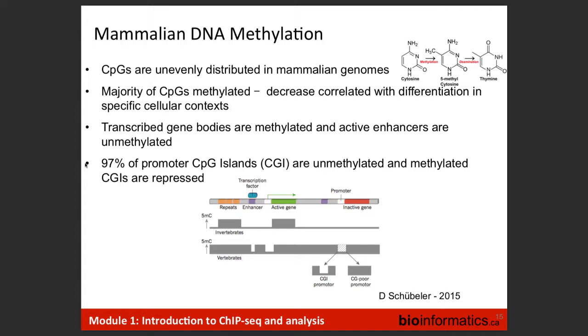And so the concept is that these CpG islands, these so-called dense or CpG-rich regions, are actually remnants of the ancestral genome that are under selective pressure. And we think they're under selective pressure because they're actually playing a role, as Sarah pointed out, in regulating the genes. So that's one concept to understand. The majority of CpGs in mammalian genomes are methylated. I work in mammalian genomes. This is not true of all organisms, but certainly true of mammalian. And there's an overall decrease correlated with differentiation in particular cellular contexts.